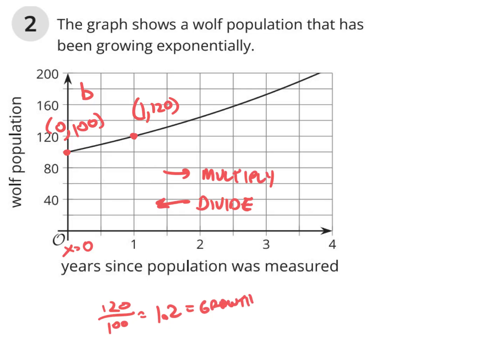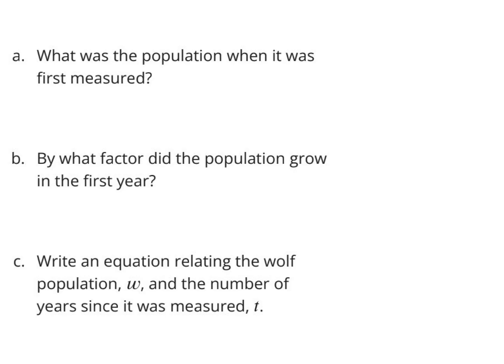because we had 100 foxes in year 0. That's where we started. By year 1, there were 120. What's this? Wolves, not foxes. Okay, so now let's write an equation. Y equals 100 times 1.2 to the x, and this is years. X stands for years. The input is years and the output is wolves. The population when it's first measured was 100. The growth factor is 1.2.